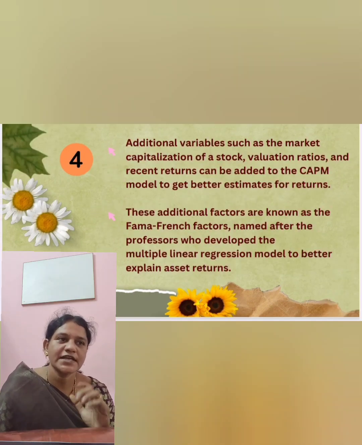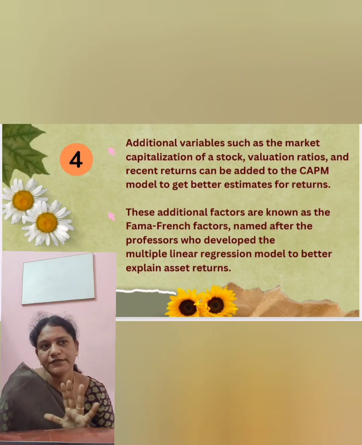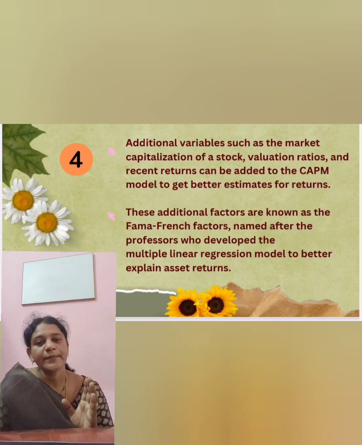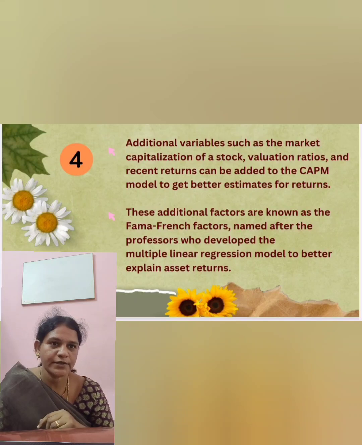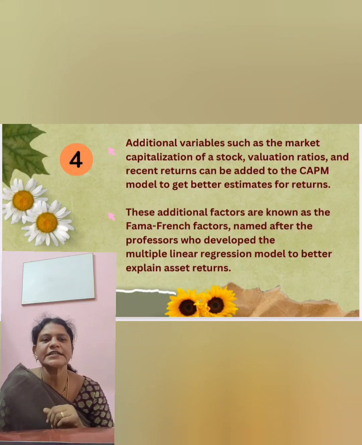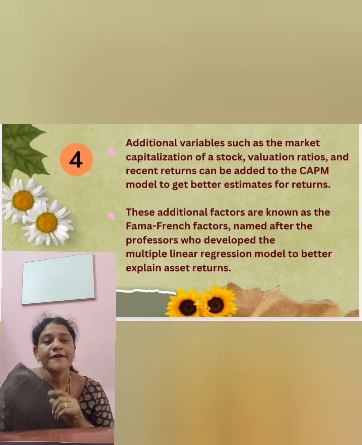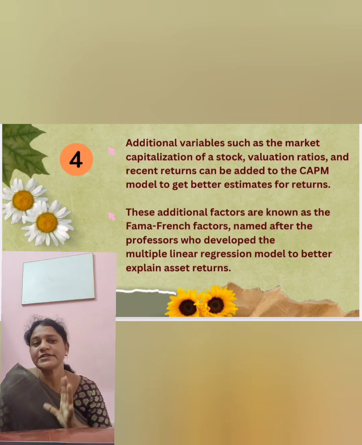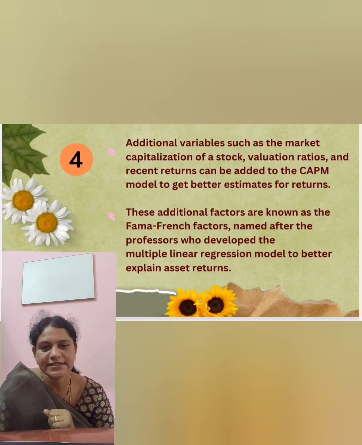Additional variables, such as the market capitalization of a stock, valuation ratios, and recent returns, can be added to the capital asset pricing model to get better estimates for returns. These additional factors are known as the Fama-French factors, named after the professors who developed the multiple linear regression model to better explain asset returns.